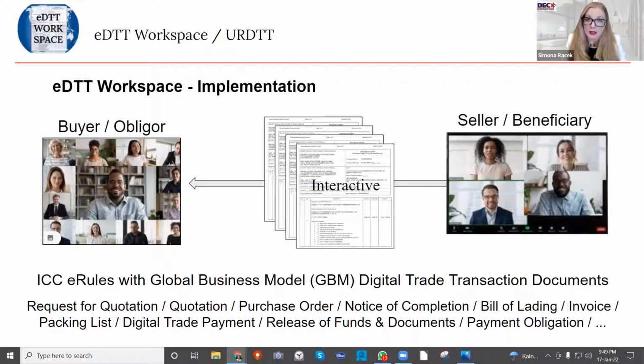Each digital document is a task required in all trade transactions. Trade transaction documents include, but are not limited to, the request for quotation, purchase order, notice of completeness, bill of lading, invoice, packing list, URDTT digital trade payment, release of funds and documents, payment obligation document, and others. Some of the trade management documents include the notice of completeness, the examination report, release of funds, release of documents.